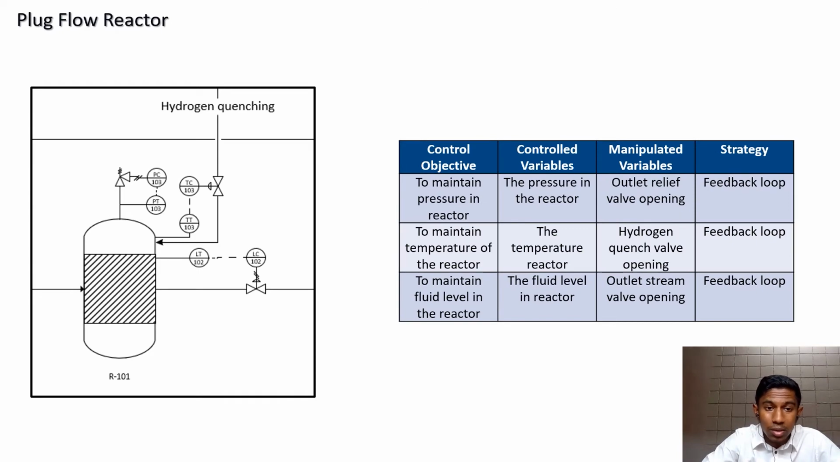This is the plug flow reactor where the hydrotreating process takes place in our industry. Some of the main controls that we use are the pressure control, the temperature control, and also the level control.